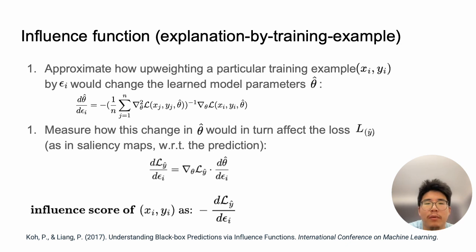Note that, same as the last slide, the loss is defined with respect to the prediction rather than the ground truth. Intuitively, a positive influence score for a training example means that when we remove this example from the training set, we would expect a drop in the model's confidence when making the prediction. A negative influence score means that if we remove this training example, it would increase the model's confidence in this prediction.